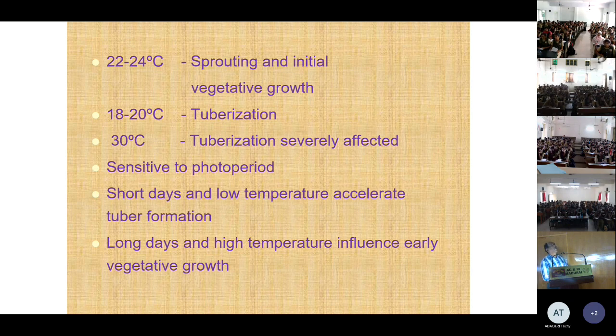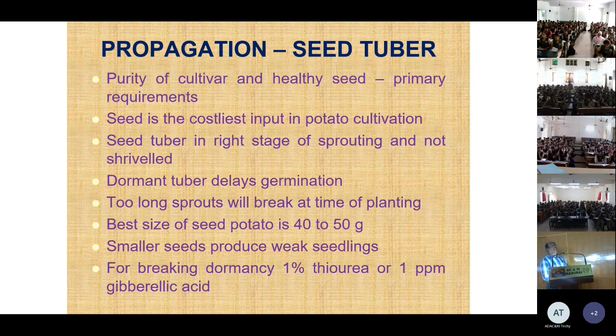Next. So propagation, it is propagated through seed tubers. So we have to take healthy seed tubers. It is the costliest input in potato cultivation. Suppose the tubers have dormancy, they will not germinate. So we have to break the dormancy.